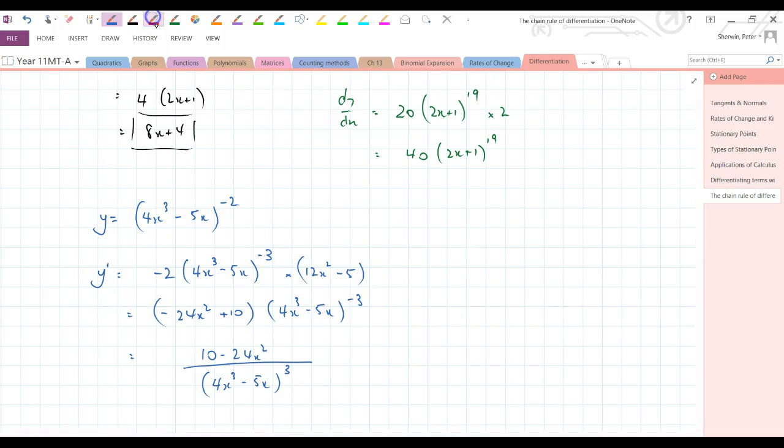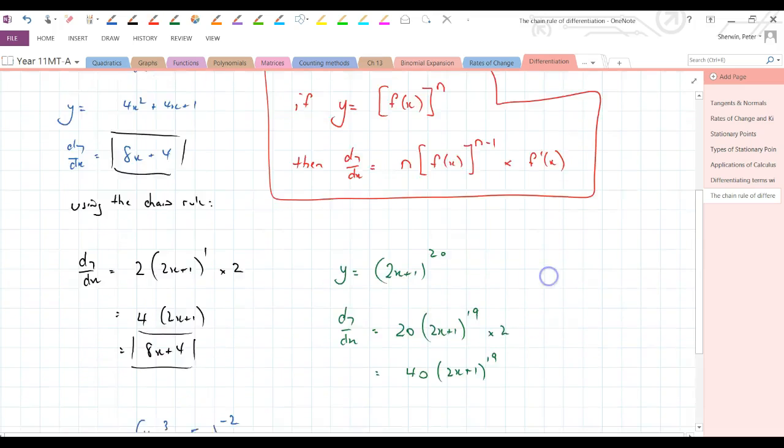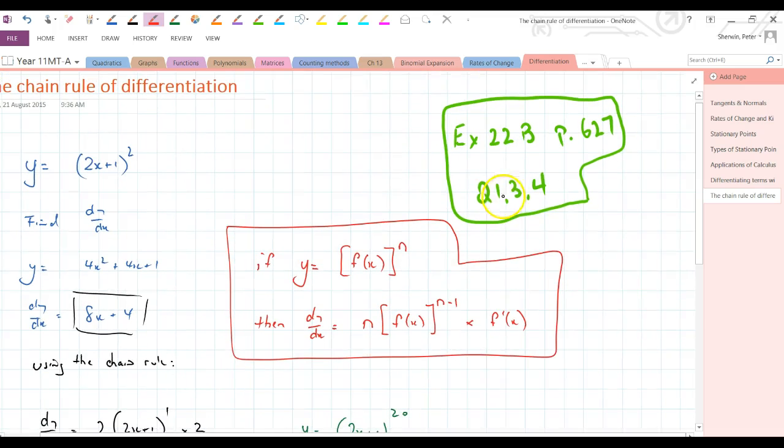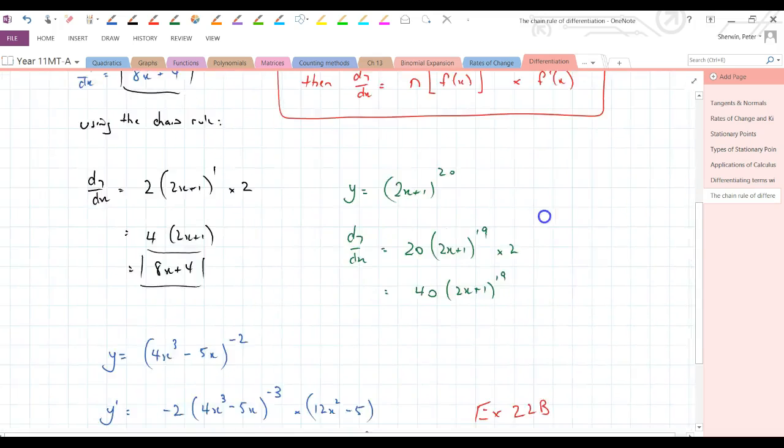I think we can do some questions now out of exercise 22b. In fact, I think I wrote the questions at the top here. Yes, I did. Questions 1, 3 and 4. That'll be for our next lesson.